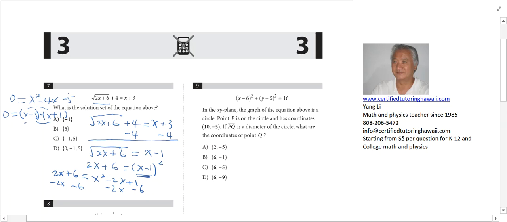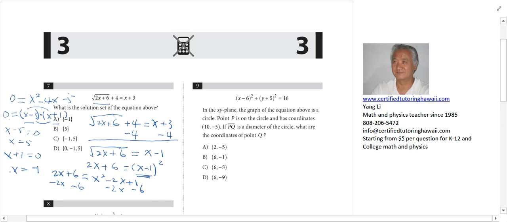So if you have two factors multiplied together equal to 0, by the principle, you're going to have what? X minus 5 equals 0. So from there, you can get what? X equals 5. And then for the second part here, x plus 1 equals 0. So x will be equal to negative 1.